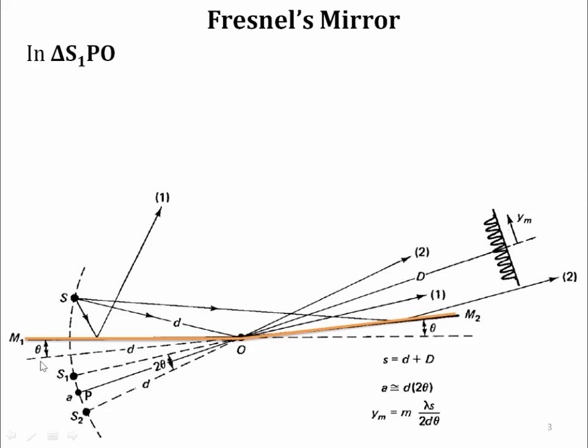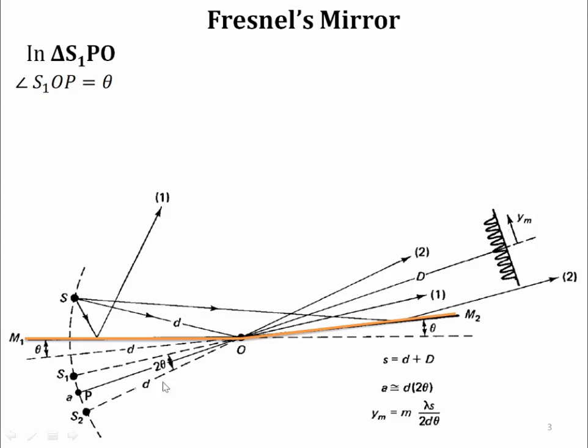Now let us focus on triangle S1PO. We can assume this to be almost a right-angle triangle. This distance is very small, so if I draw a line here, it would be almost perpendicular, having a 90-degree angle. So now, what will be this angle S1OP? S1OP will be equal to theta.